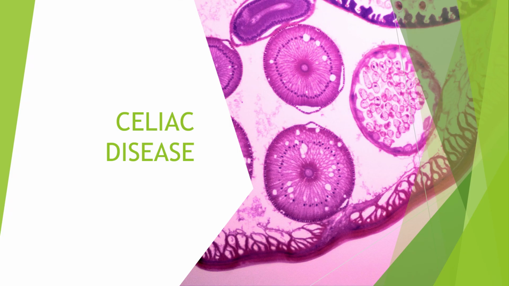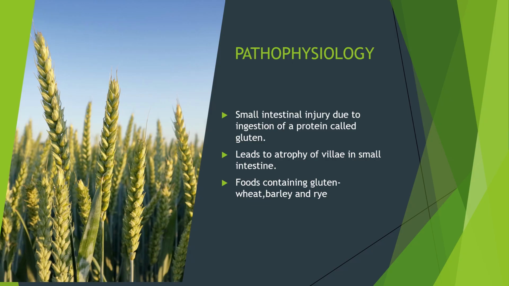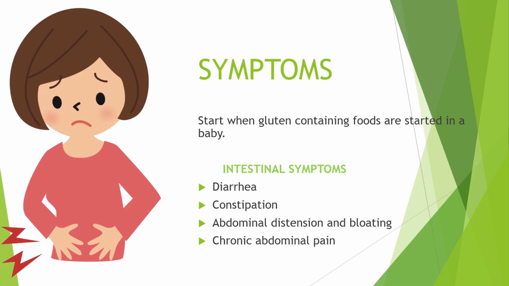What is celiac disease? Celiac disease is gluten sensitive enteropathy. As the name says, it is enteropathy, that is injury to the small intestine due to ingestion of gluten containing foods like wheat, barley, rye. Slowly there will be atrophy of the villi of the small intestine.